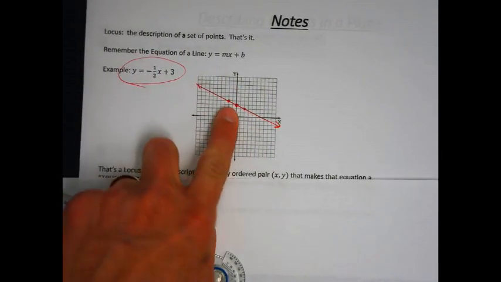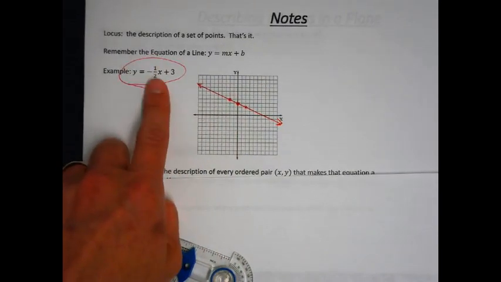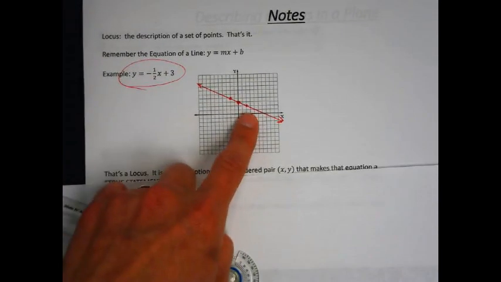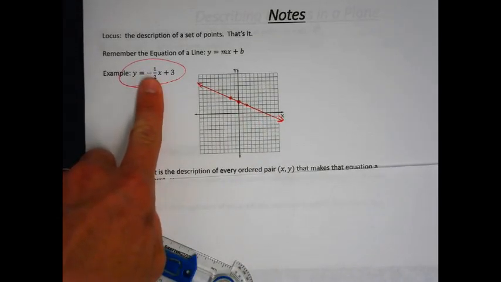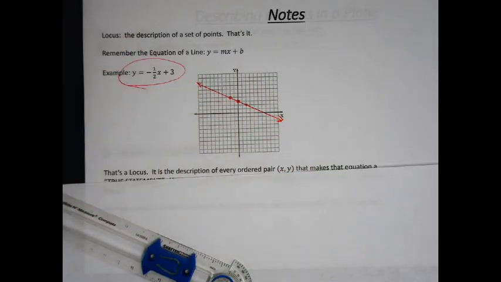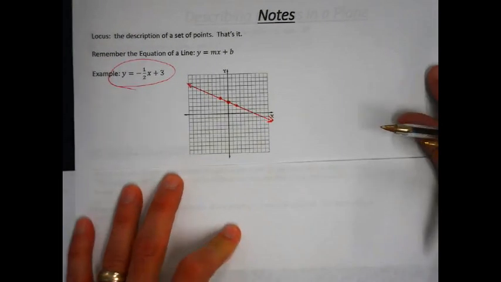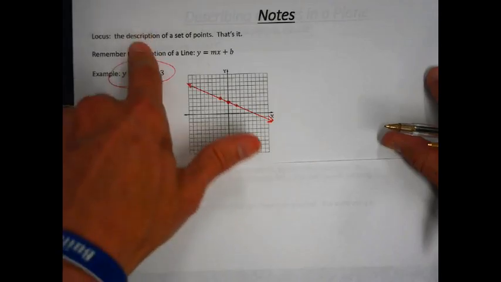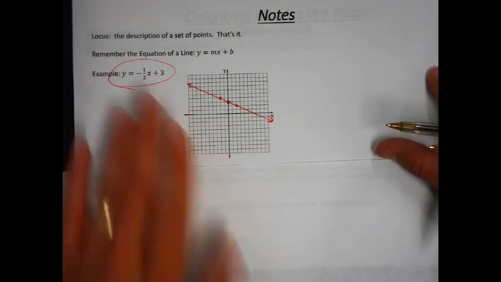So the ordered pair (0, 3), 0 for x, 3 for y, meets this equation. Okay, the other point that we drew, (2, 2), 2 for x, 2 for y, meets that description. And every other infinite point in between. So this, in fact, is a locus. Okay, but we never knew that. But now we do. So I'm telling you before, the locus is a description of a set of points, and that's it. We've worked with it in the past.